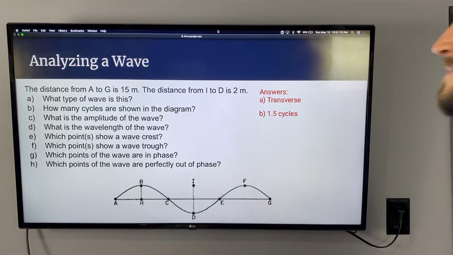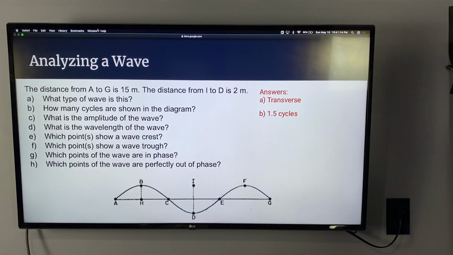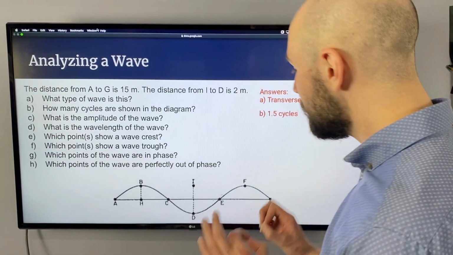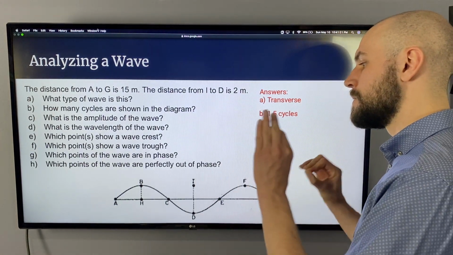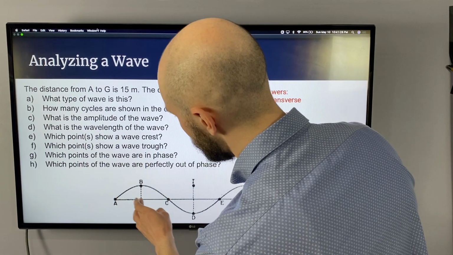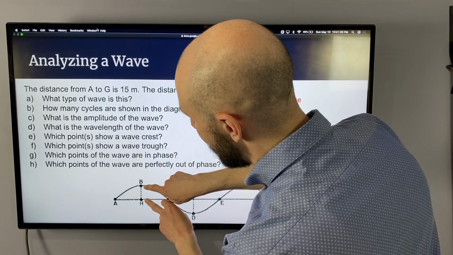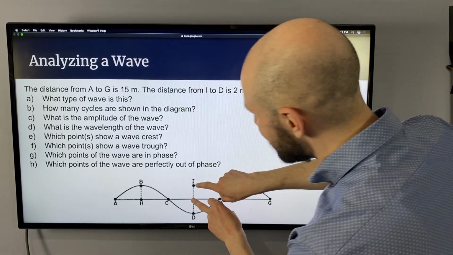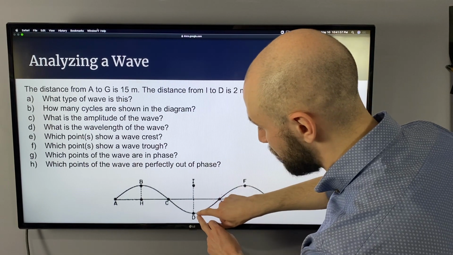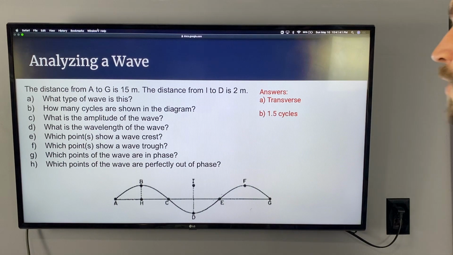Going back to the problem. What is the amplitude of the wave? Well, based on the information that's given and our understanding of what amplitude is, the distance from the midpoint to either the crest or the trough, the distance between B and H would be the amplitude. It's not the distance between I and D. This would be two amplitudes, because the amplitude is the distance from the midpoint to the crest or the trough.